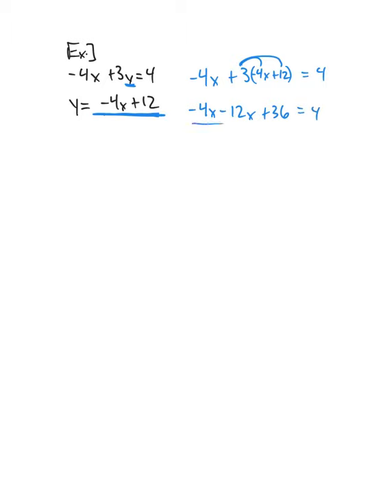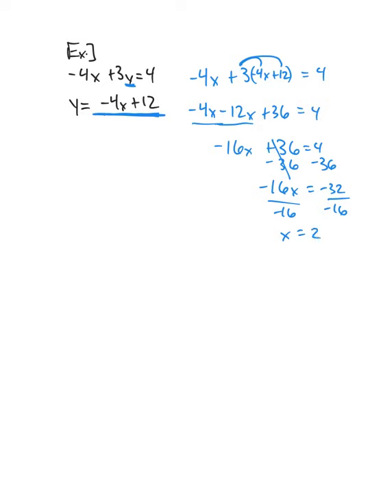And guys, this equation only has one variable, the variable x. Those are like terms. We can combine them. And because it only has one variable, we can solve for that variable. And we can get that x equals 2. So that is solving using substitution. We solved one variable. Now, guys, we can take that 2 and substitute it for x in that first equation and solve for y.